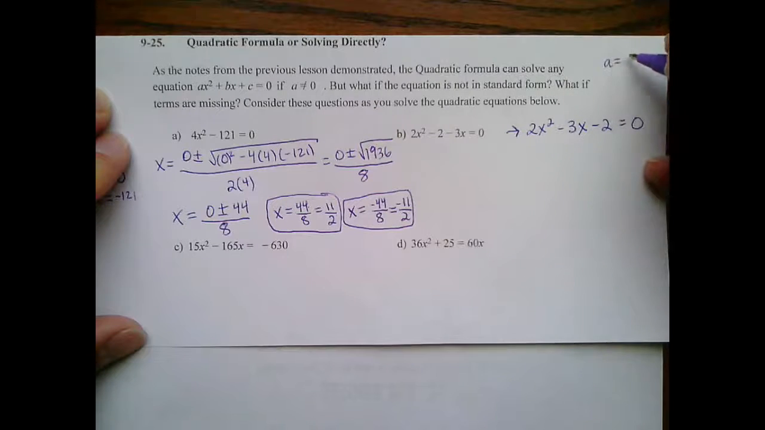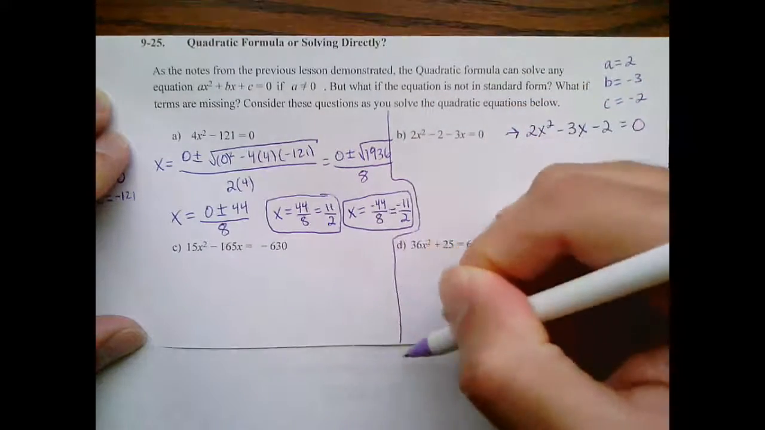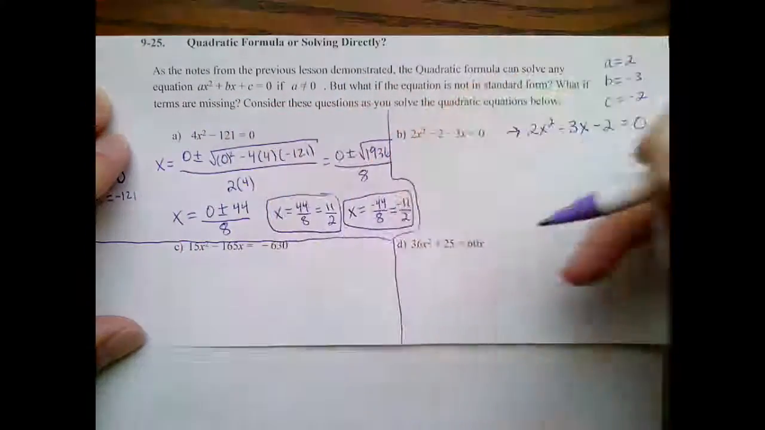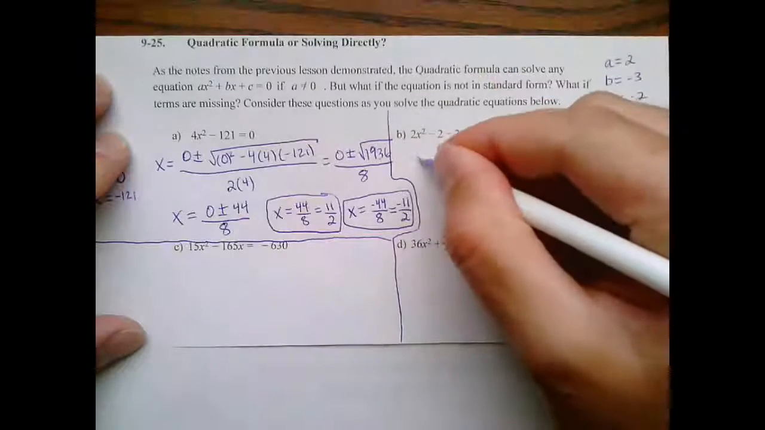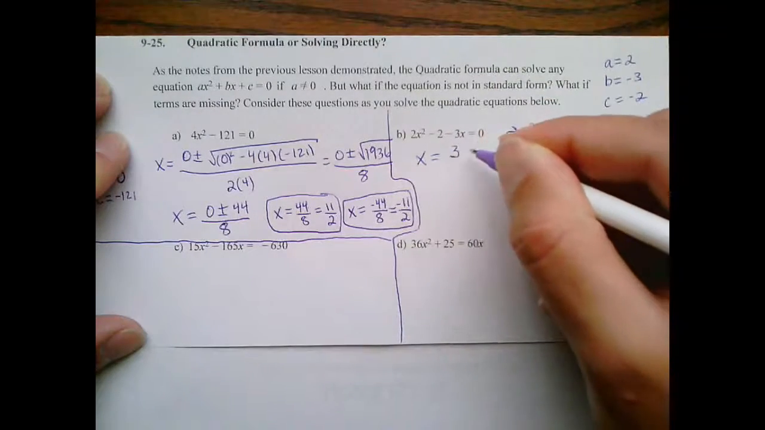So then what's the a value? It's 2. What's the b value? Negative 3. What's the c value? Negative 2. So let's break this up so I don't run into myself. Kind of box it up a little bit. Okay, so then here we go. x equals, what's the opposite of b? Well, b is negative 3, so the opposite would be positive 3.